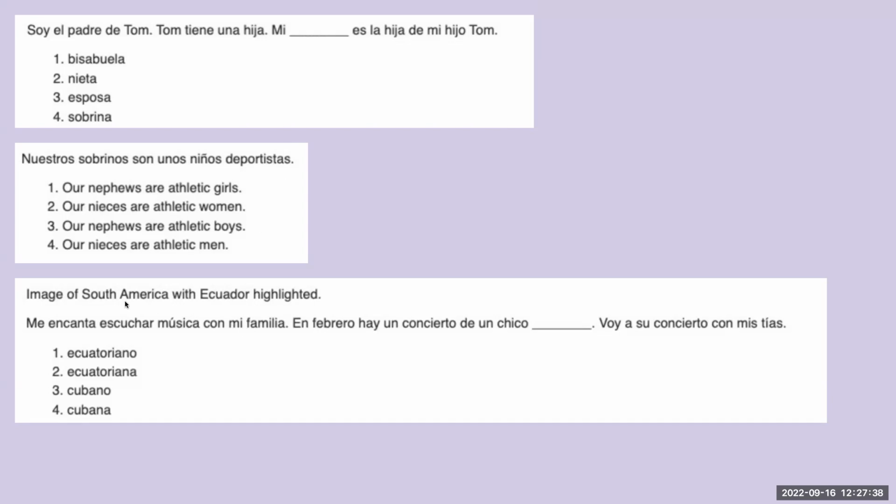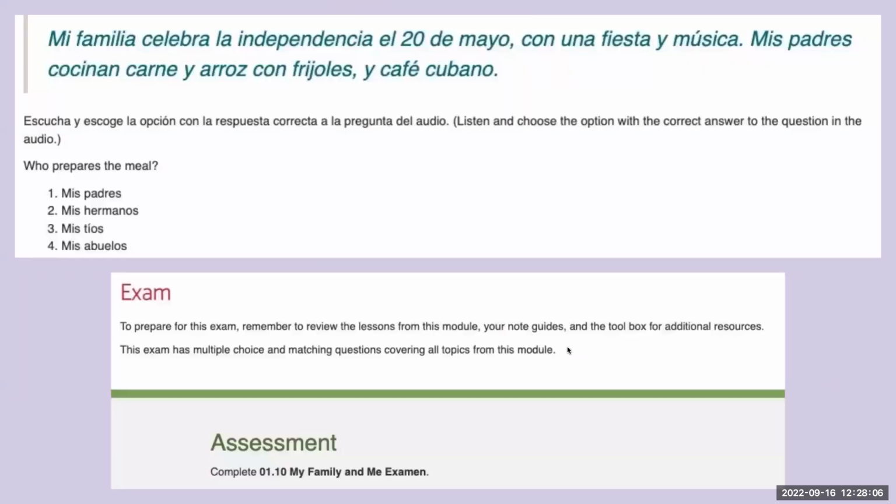All right, here's one. Let's pretend you're looking at an image of South America with Ecuador highlighted. It says, me encanta escuchar música con mi familia. En febrero hay un concierto de un chico blank. Voy a su concierto con mis tías. And the answer, yes, Ecuadoriano. He's from Ecuador.